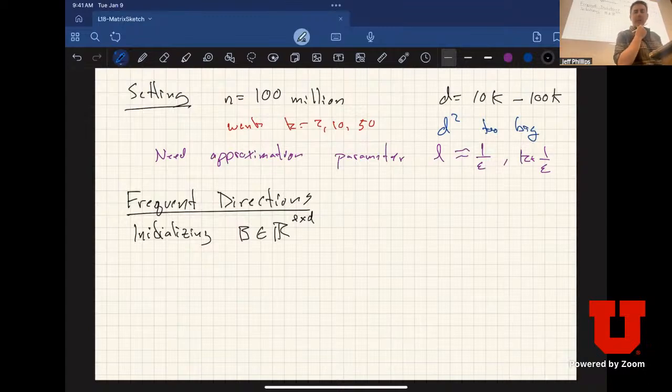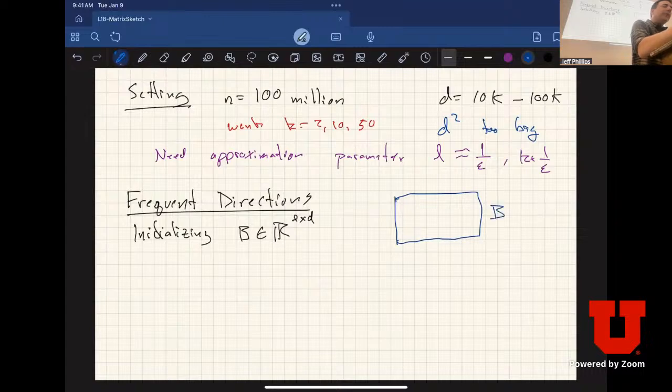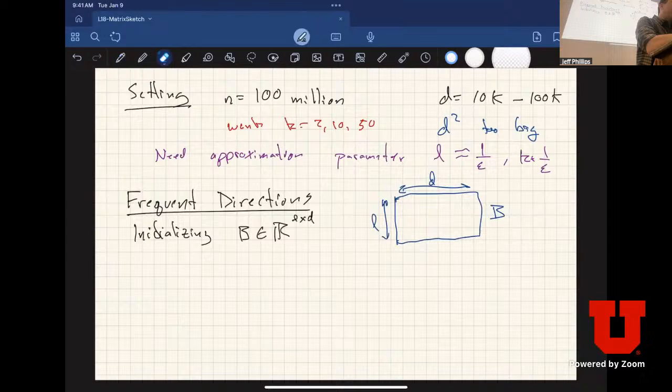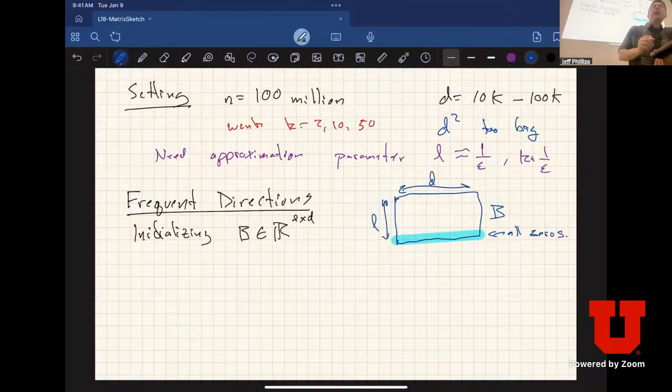And so now I'm going to maintain this matrix B. It's going to have D here, and this will be L. And I'm going to maintain that this bottom row is going to be all zeros. At some point I will temporarily put something in this all zeros bottom row of this L by D matrix. And at that point, say, I need to clean stuff up.